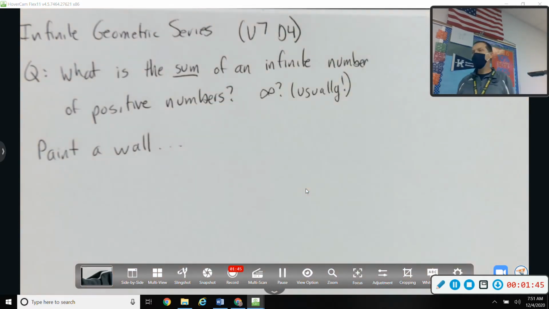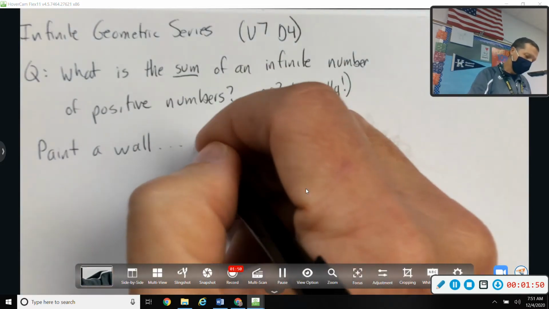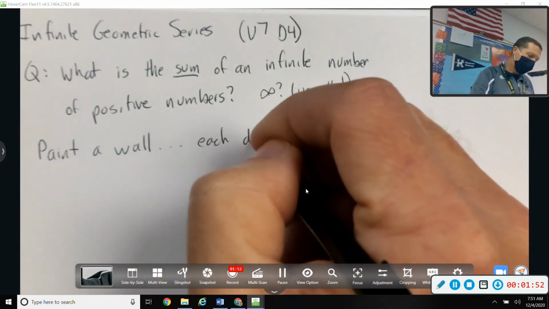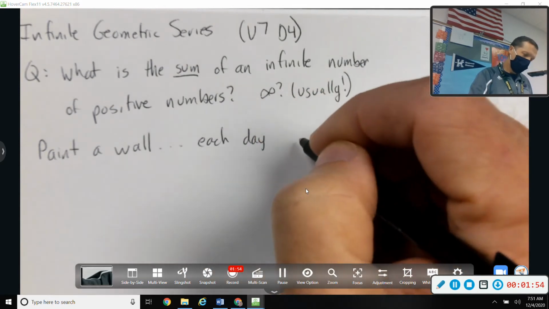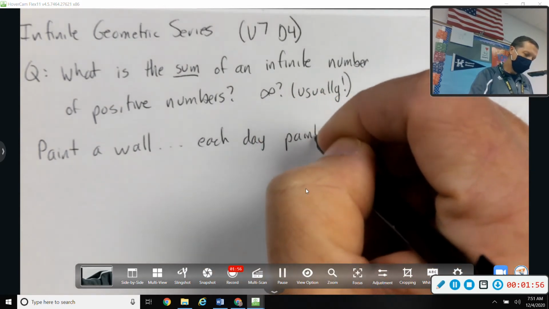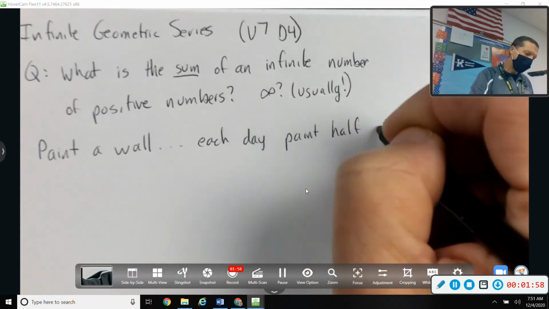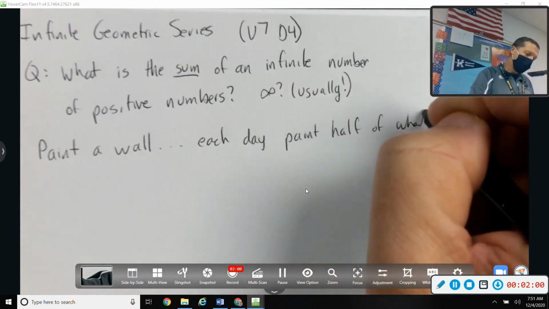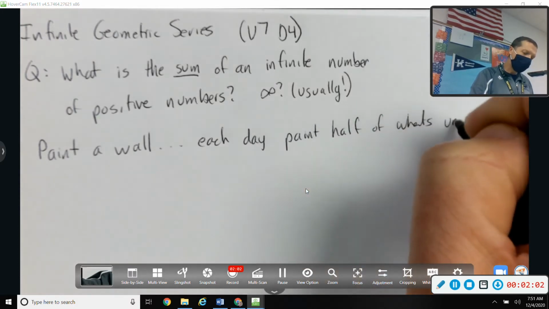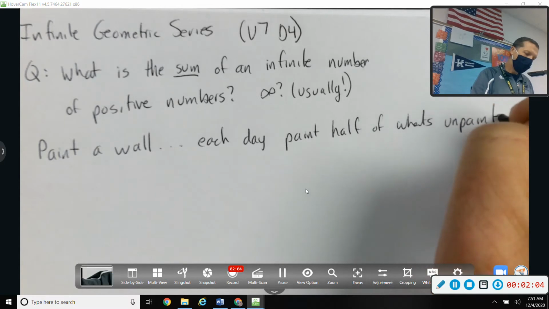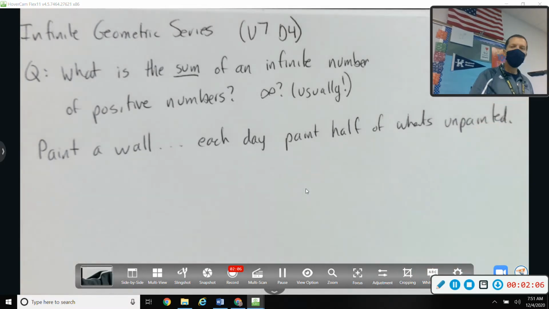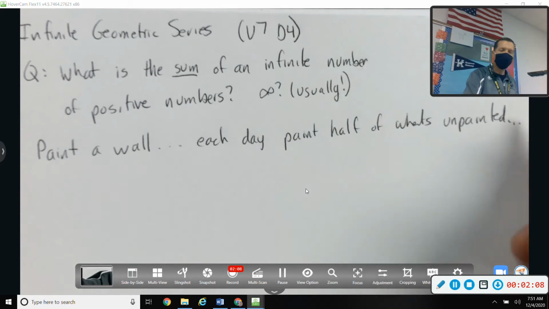So maybe in your bedroom you decide you want to paint one wall. And here's what we're going to do. Each day we'll paint half of what's unpainted. All right, we'll draw a picture to make sense of this.